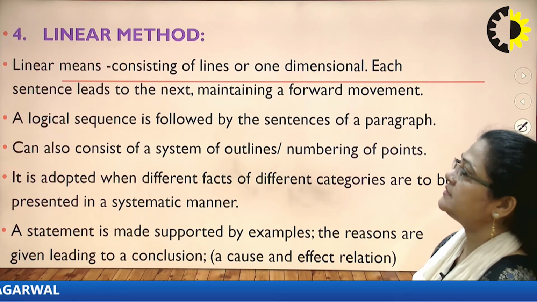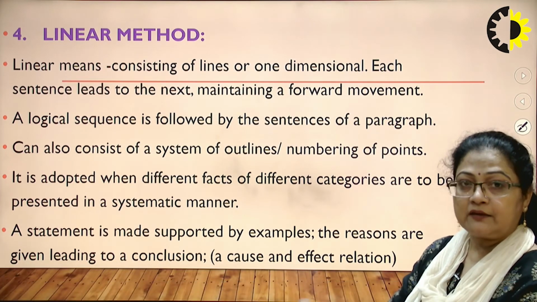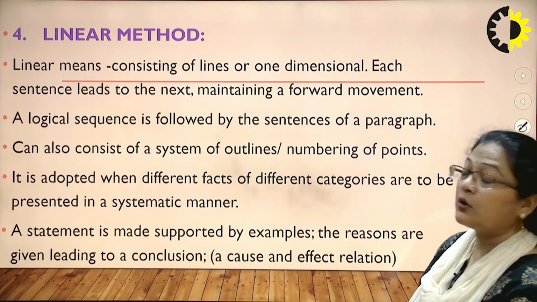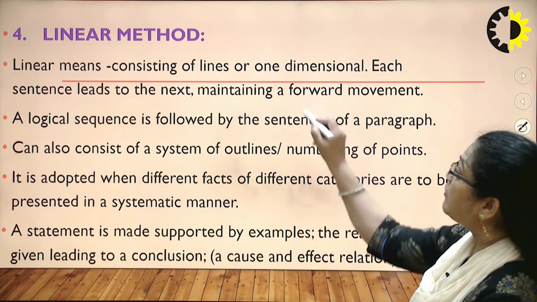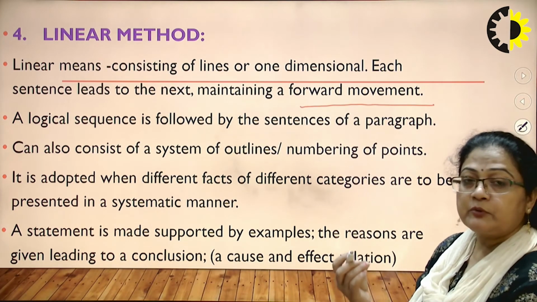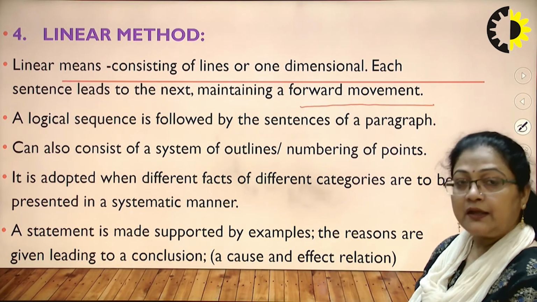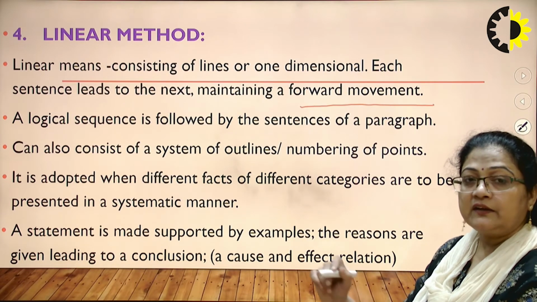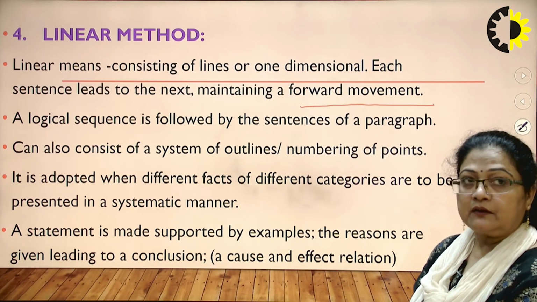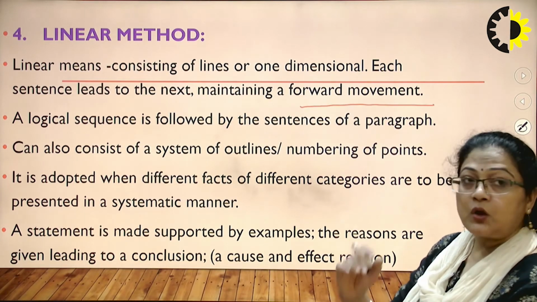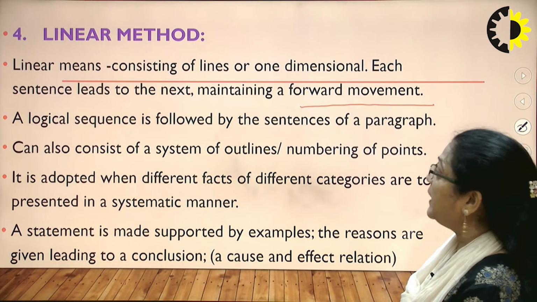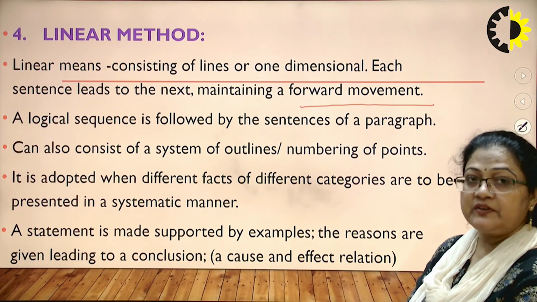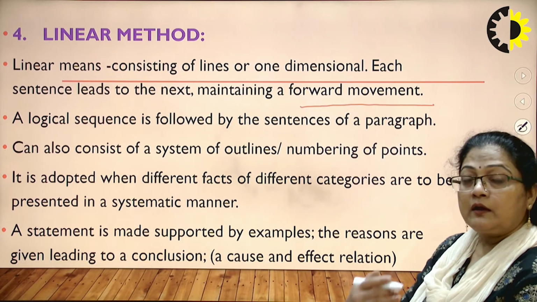Next is linear method. Linear means consisting of lines, or one straight line, one dimensional. So, here each sentence leads to the next logically and it maintains a forward movement. We start from one point or state and then we logically move forward, giving the next statement, and the things are connected in the linear pattern, in the linear logic. There is a logical sequence followed by the sentences of a paragraph, means the next sentence logically connects with the previous sentence in a natural manner.